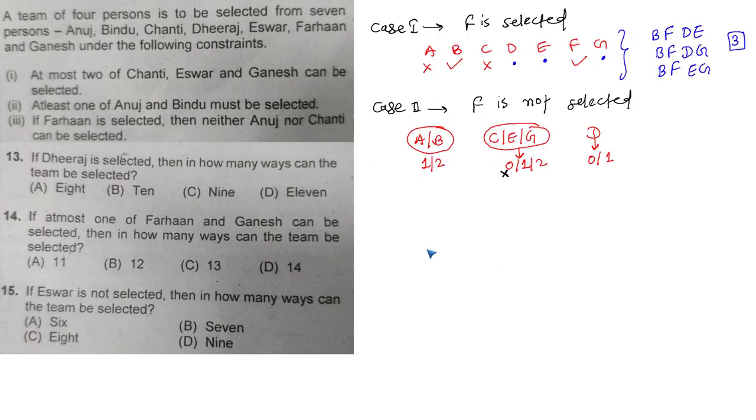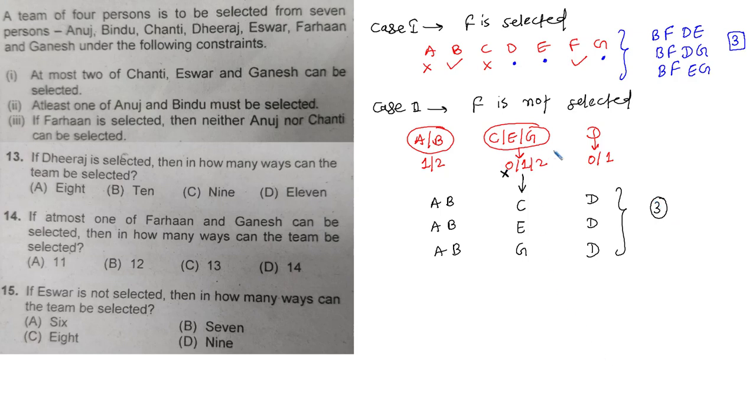So now let's list down all the possible teams here. Now among C, E and G, if only one person is selected, then A and B, both of them must be selected, everyone. And the selection of D is compulsory. So over here 3 teams are possible.